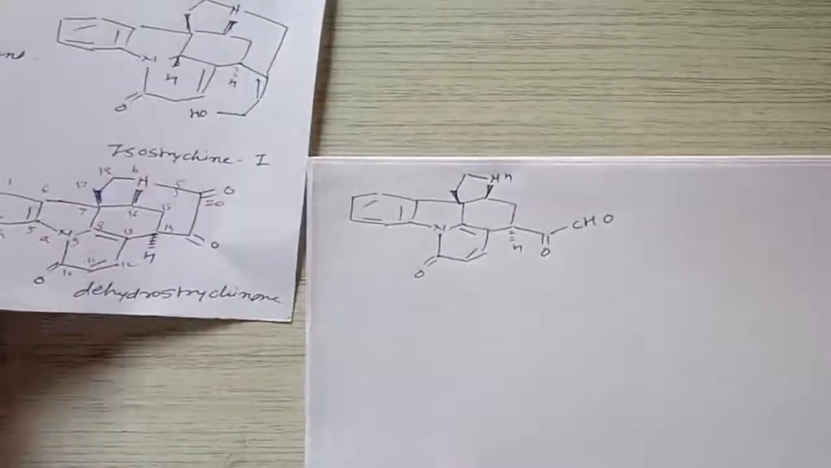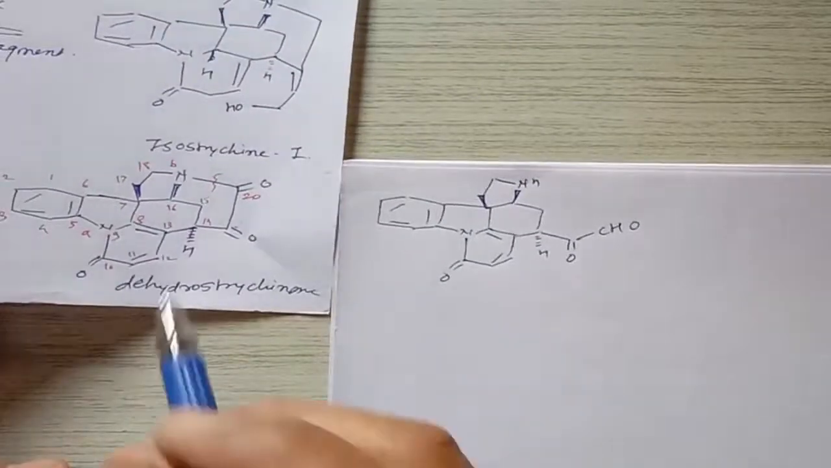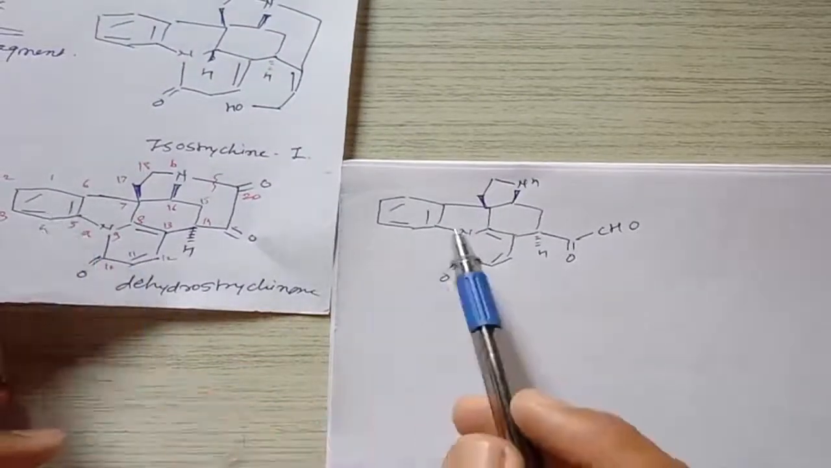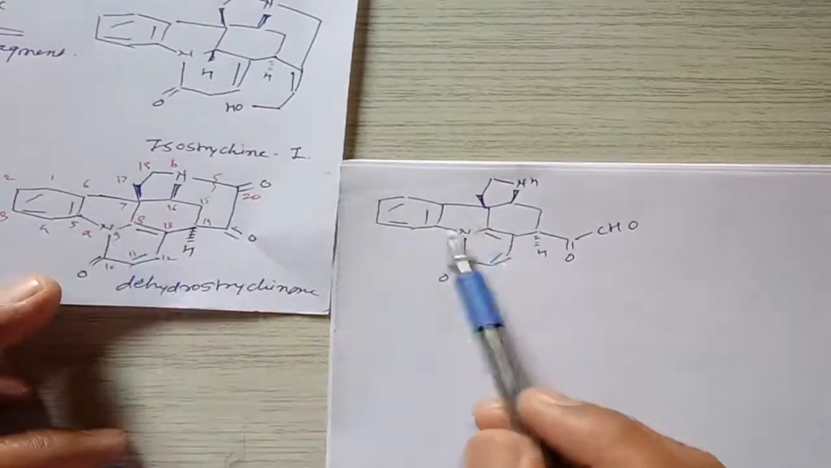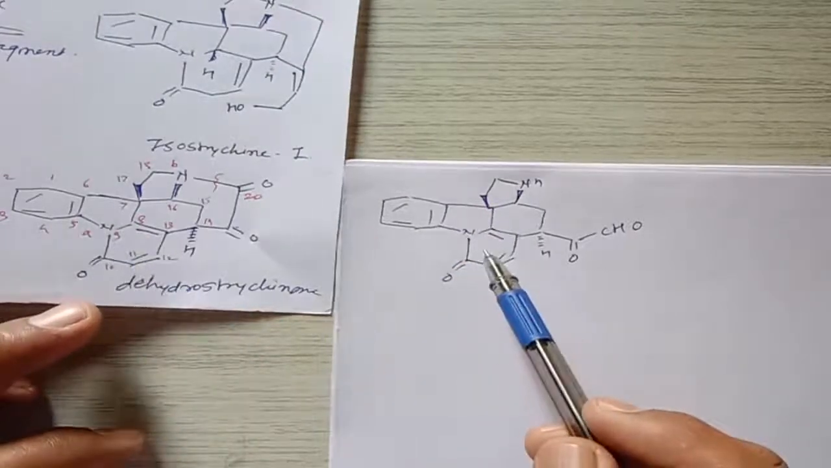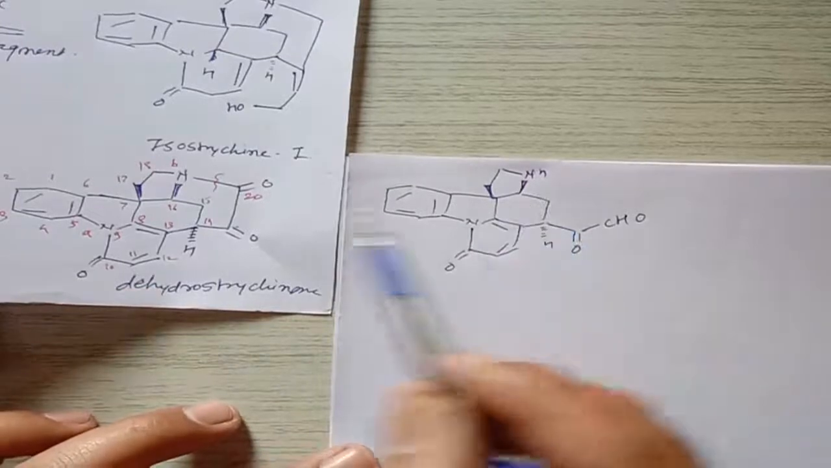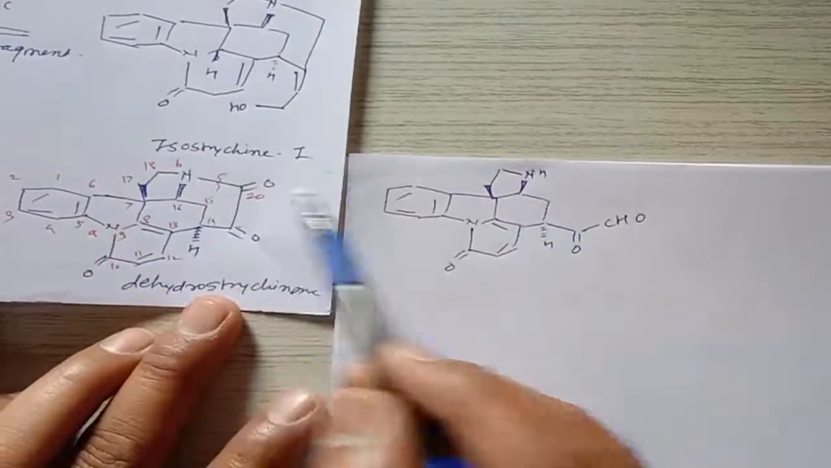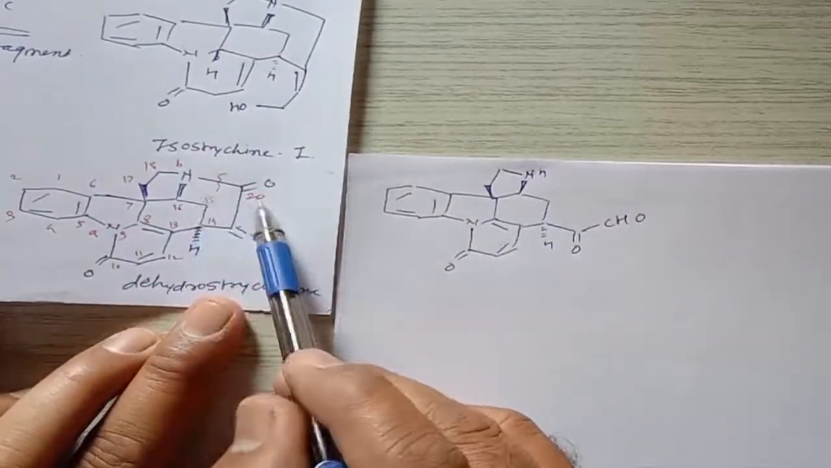If you compare these two molecules, this aromatic ring is the same here, then this nitrogen ring is also the same, then this ring is also the same. So this 6-member ring is also the same here. So we are breaking this NC20 bond.